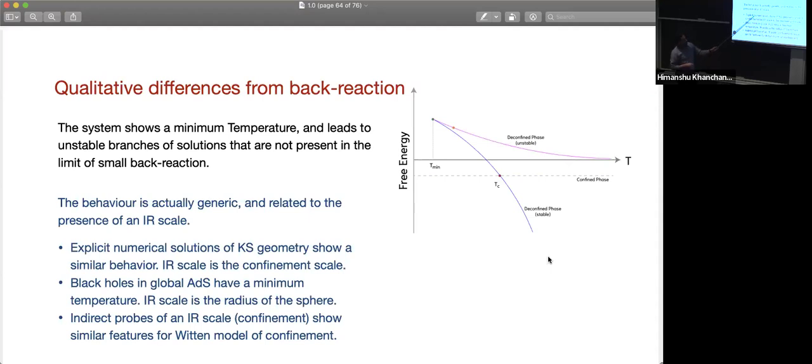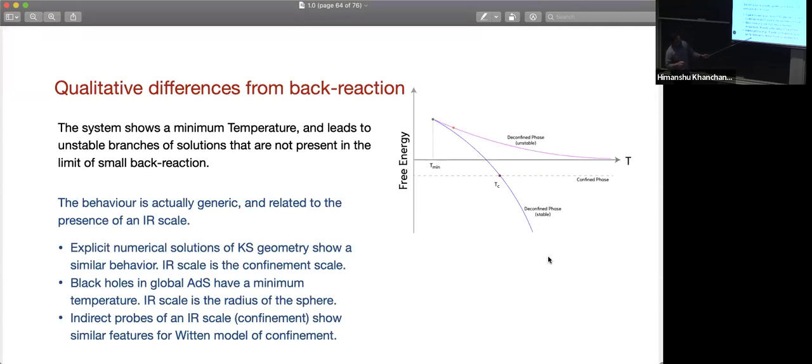And the minimum temperature depends on having an IR scale, which is this confinement scale. So here's the second example. We know this was all a pointed patch of AdS. If you think about black holes in global AdS, which is a much cleaner system, you can do explicit analytical calculations. They also have a minimum temperature. And there's a critical temperature, which is the Hawking phase transition, and there's a minimum temperature. And they both depend on, again, an IR scale, the radius of the sphere.